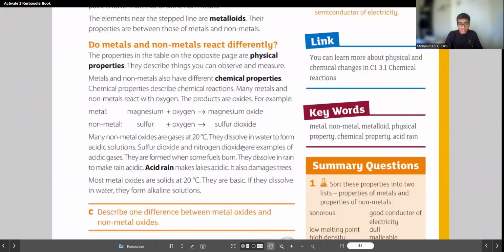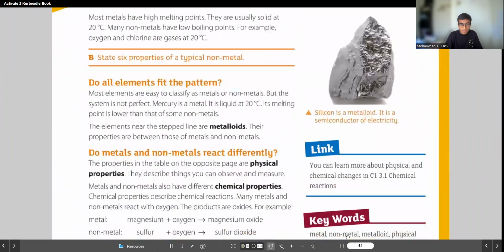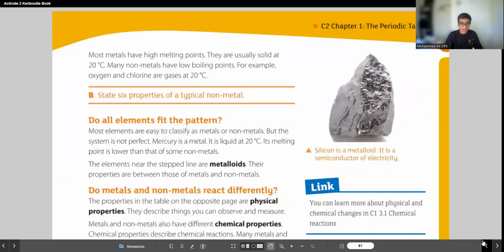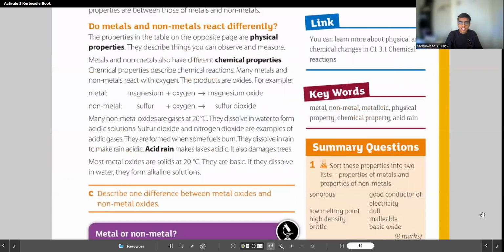If you have the Kerboodle book, you can go to page 60 and page 61 for metals and non-metals, before 1.2 groups and periods, which is going to be for our next video or next session. And here are the summary questions.